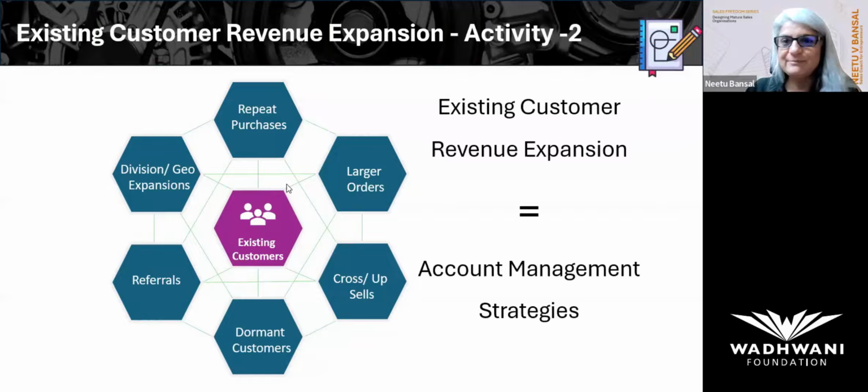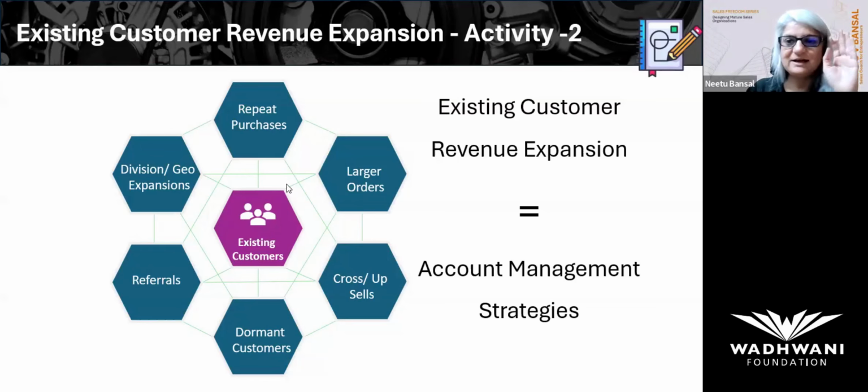I have a lot of clients who come and tell me, Neetu, account management, only corporates will be doing it. In our system, it doesn't work. But if you break it down, how many of our businesses have repeat businesses, repeat purchases? How many of our clients have multiple divisions and multiple geographies? How many of our clients have quietly gone dormant in the last year? All of us, this is all common things.